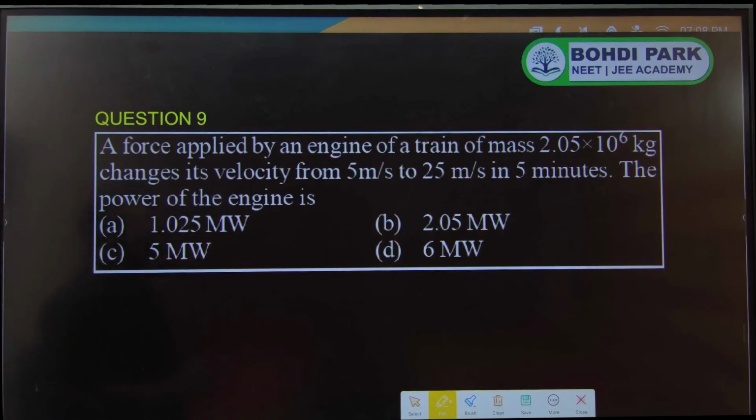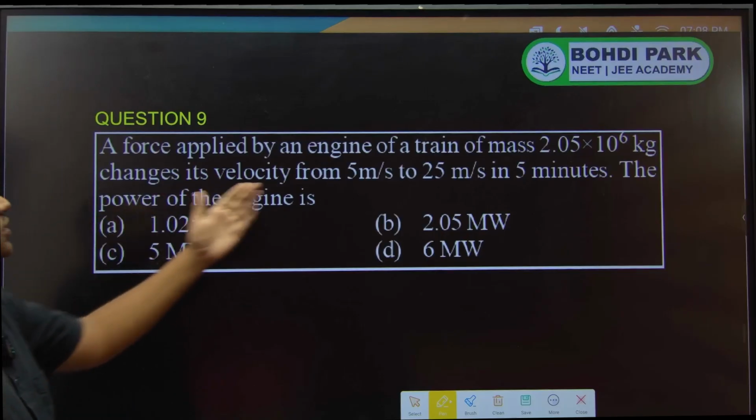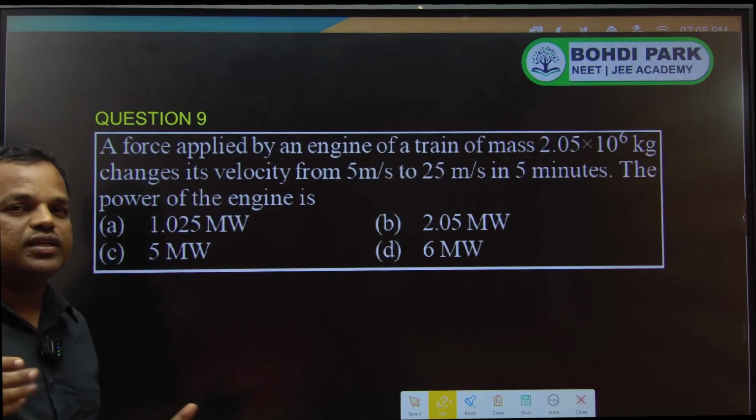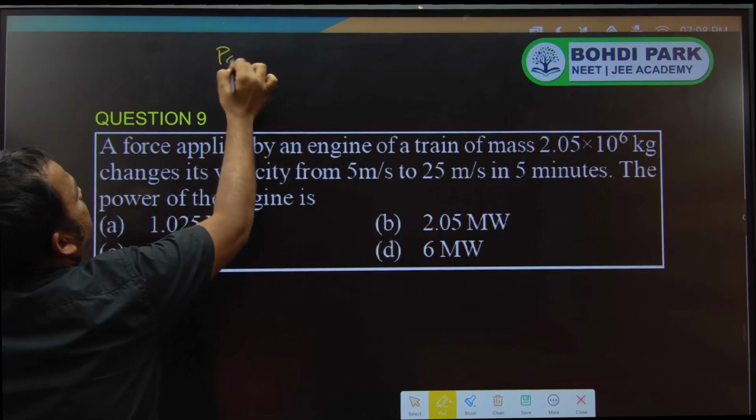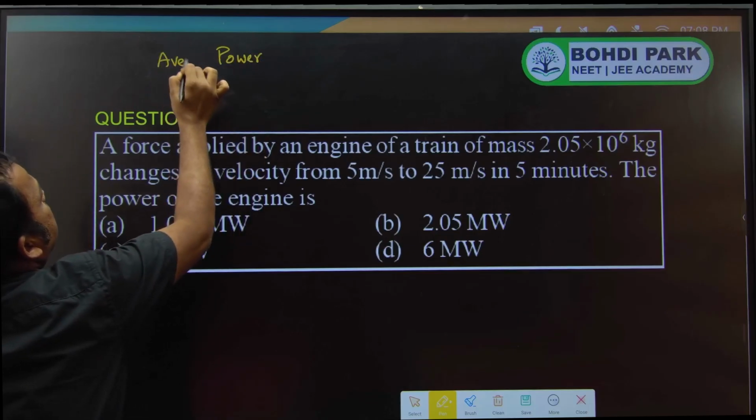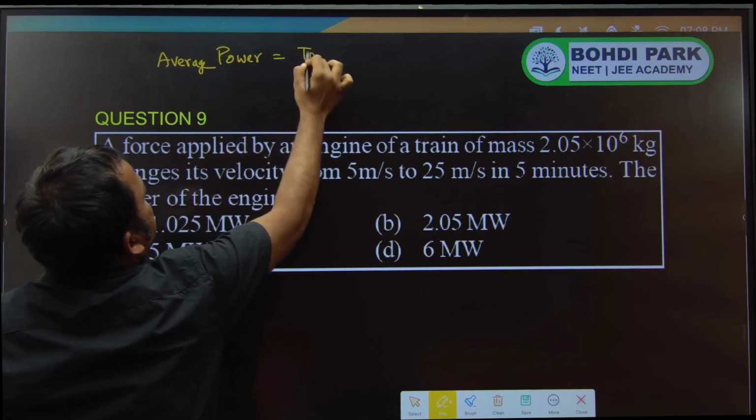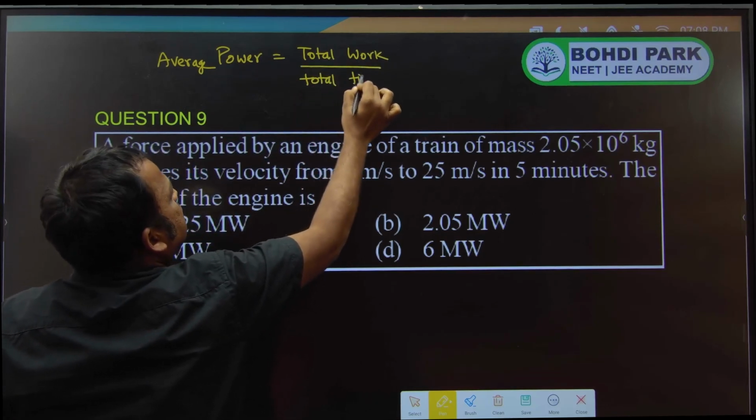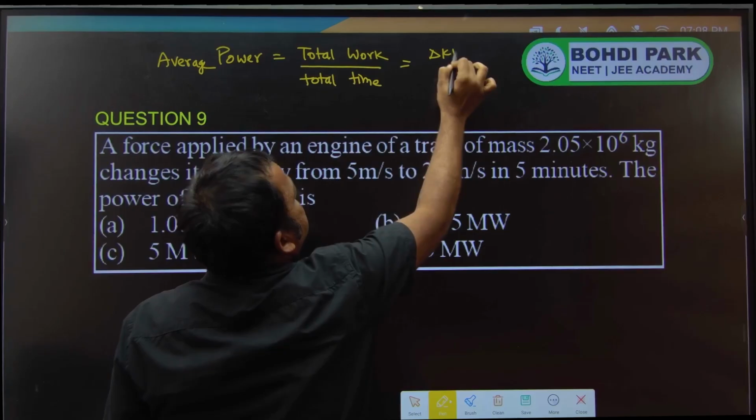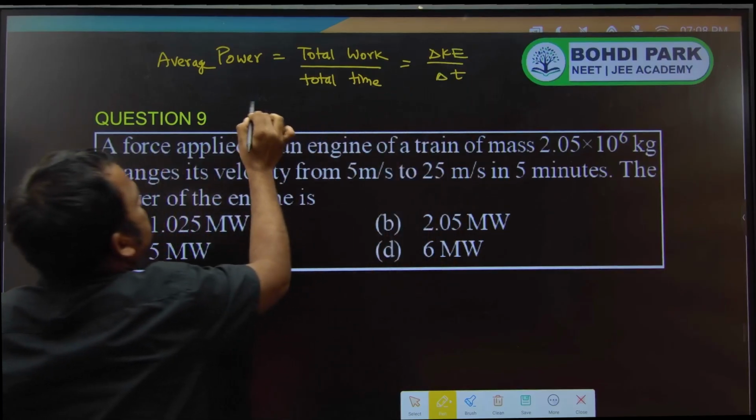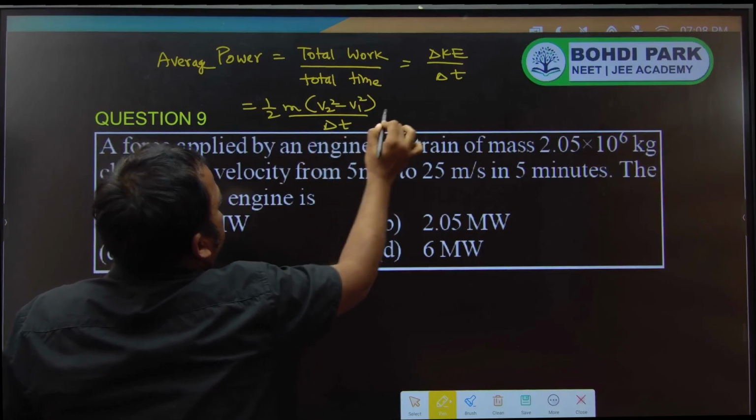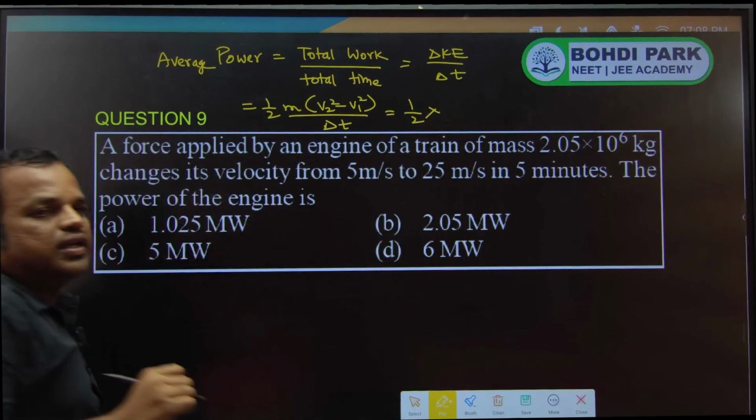The force applied by the engine of a train is 2.05 × 10^6 and it changes its velocity from 5 to 25 in 5 minutes. What is the power? That is average power, and the formula for average power is total work done by total time taken. Now total work done is equal to the change in kinetic energy. So that is equal to half m (v2² minus v1²) divided by time taken. So just substitute the values and we'll get the answer.